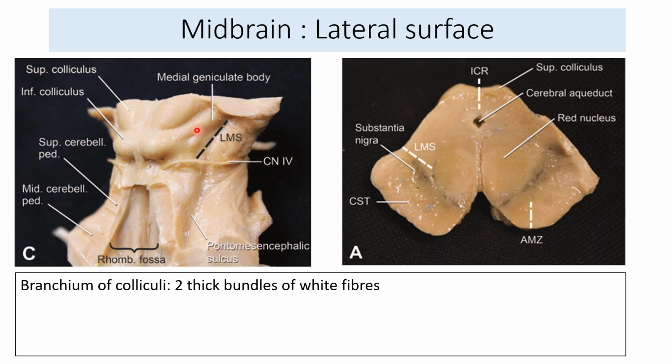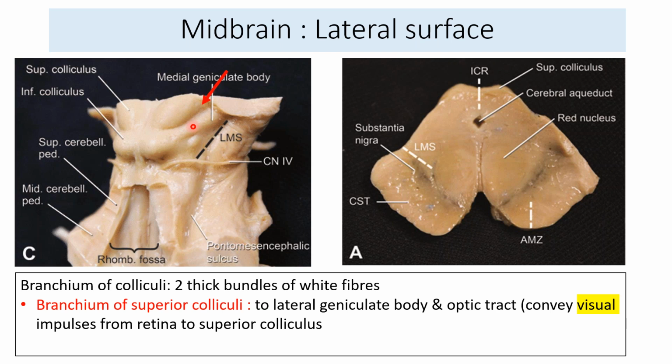So what are these brachia? These are thick bundles of white fibers. The colliculi were the nuclear groups, and the white matter bundle will be seen in the form of the brachium. All the axonal fibers from the nuclei of the superior colliculus and inferior colliculus will run along these white matter bundles, which are the brachia of the colliculi. So the two brachia are seen right here. They are the brachium of the superior colliculus.